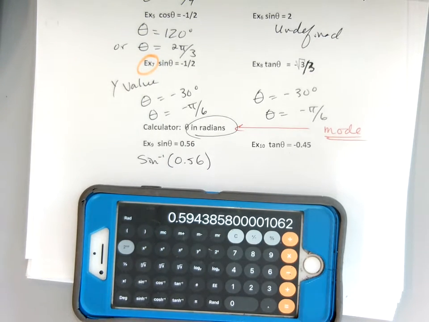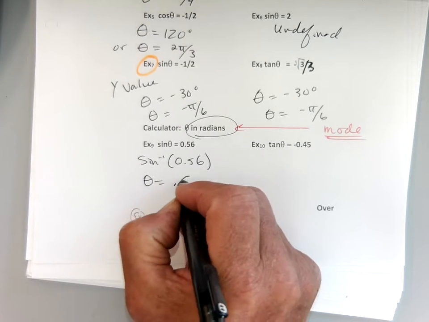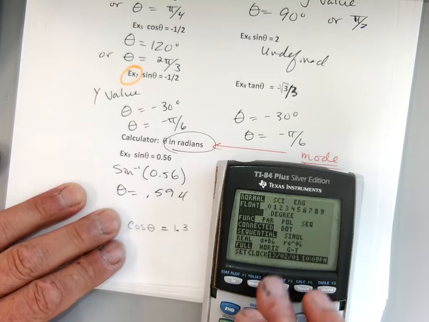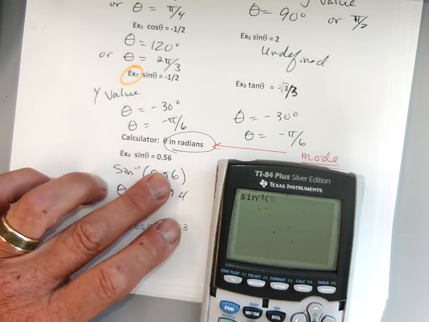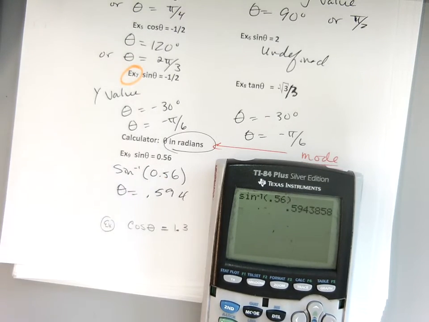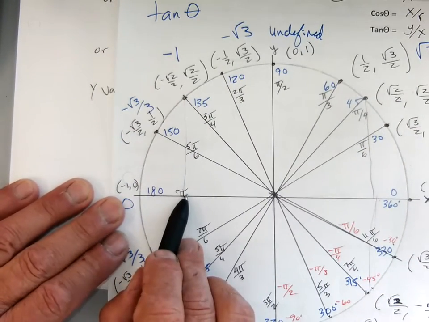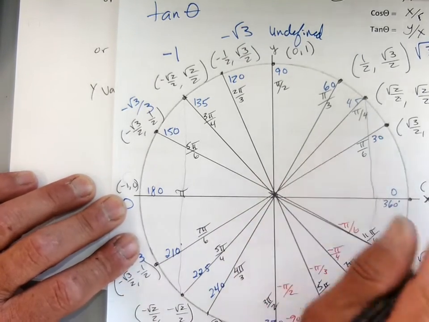And that is an angle in radians. About 0.594 is an angle. It really is. So theta is about 0.594. Or on my fancy calculator, which I like, I've got it in radian mode. I go sine inverse of 0.56, and I get the same answer, right? And that's an angle. It doesn't look like an angle, but it really is an angle in terms of radians. Think about pi, that's an angle, is 3.14, right? So 0.56 is an angle over here somewhere maybe.